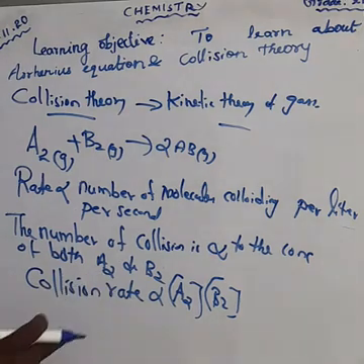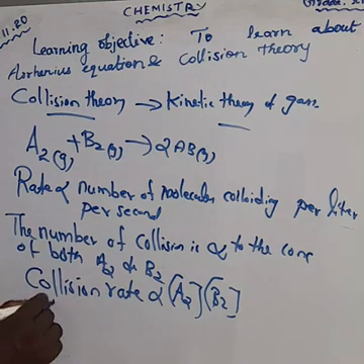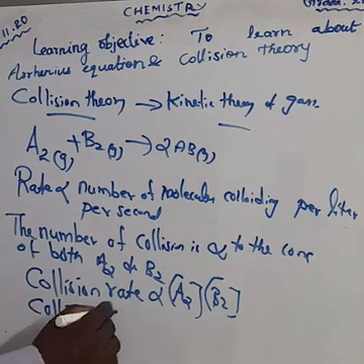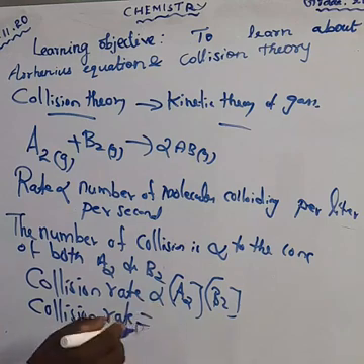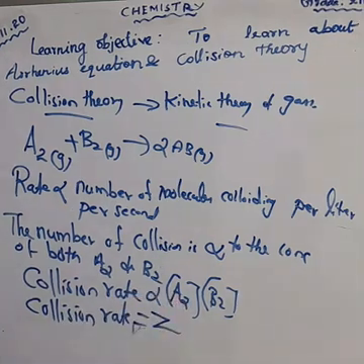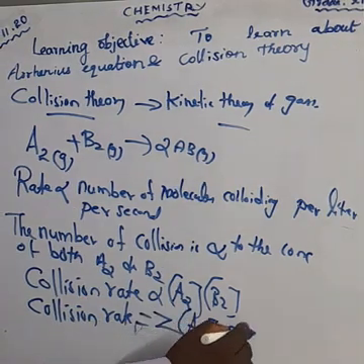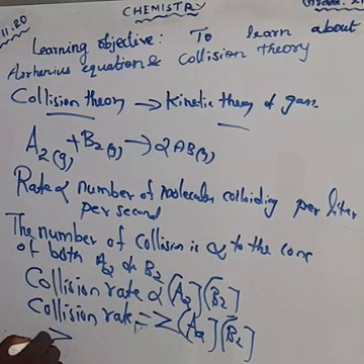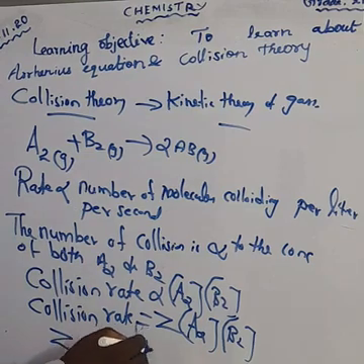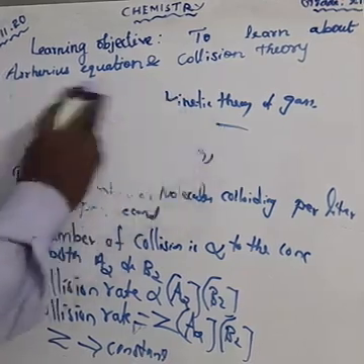Then the proportionality is changed to equality by using one constant. So collision rate is equal to Z, A2, B2, where Z is a constant. Next, you should write about the collision rate.